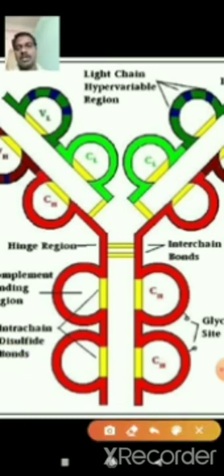This region is called the hinge region. This hinge region is always stable. The intra-chain bonds remain between the light chains and heavy chains. So this is the structure of the antibody, also called an immunoglobulin.